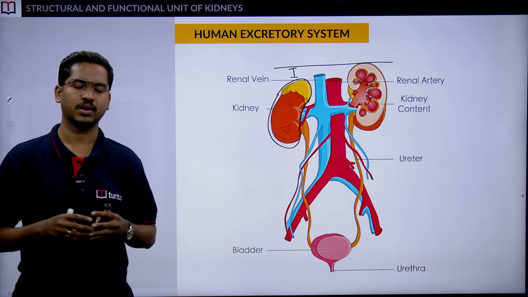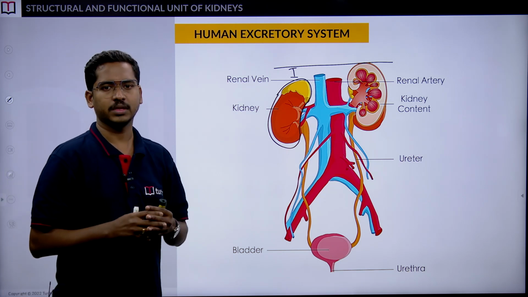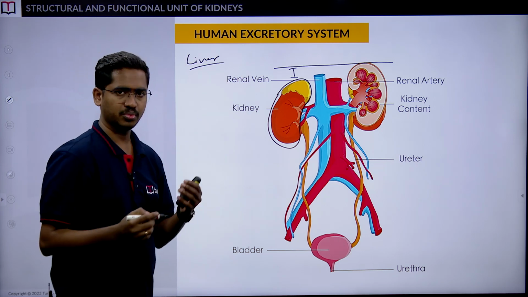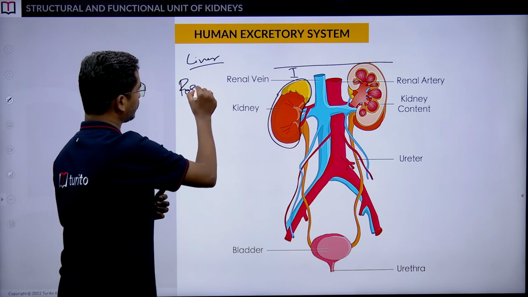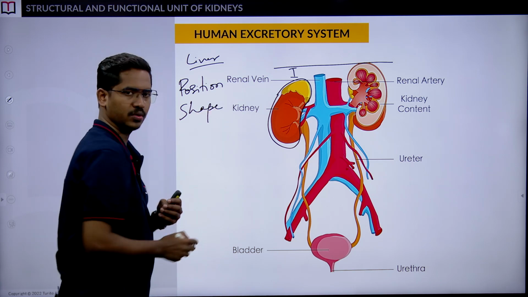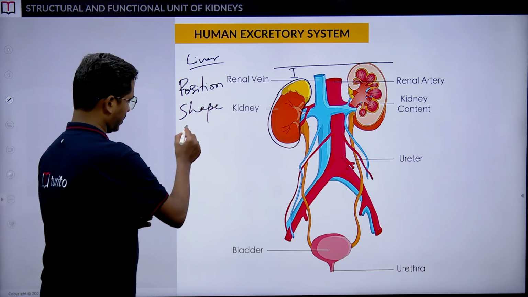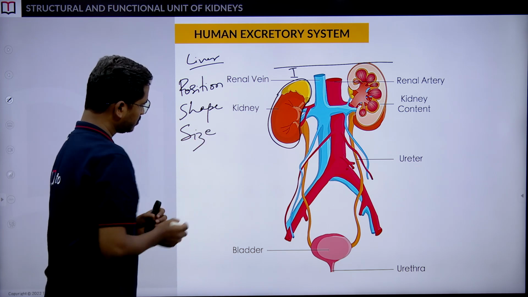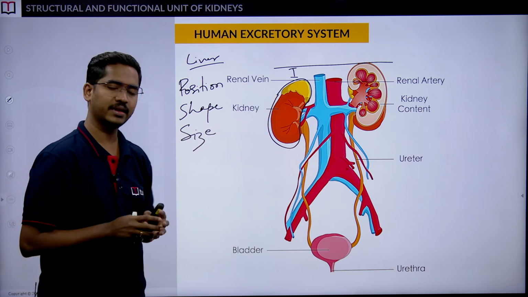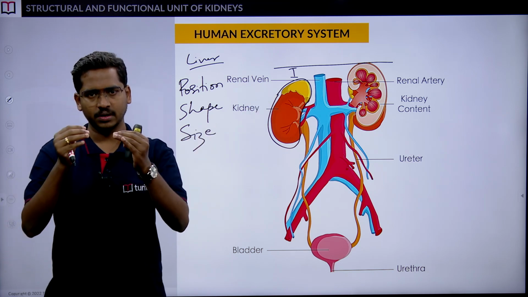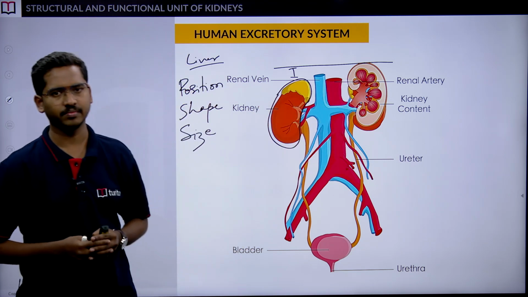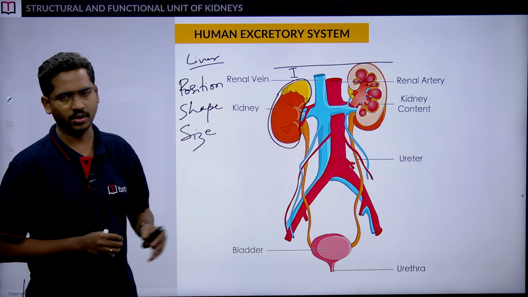Okay, great. So, I see many of you responding. That is because of the position, shape and size of the liver. Position, shape and size of the liver makes the right kidney be placed a bit below the alignment of the left kidney, right. So, that is the reason why we have this kind of arrangement.